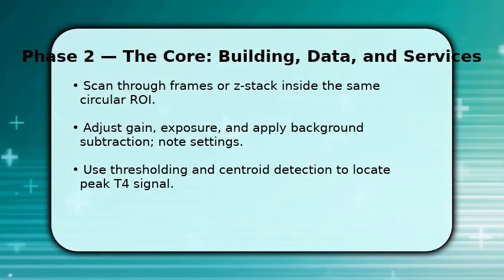Now perform the acquisition while keeping the circular ROI locked. You scan frames or a Z-stack so the ROI samples the same tissue volume.